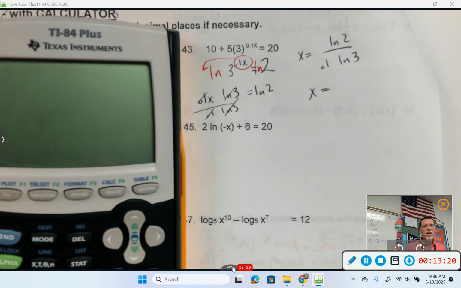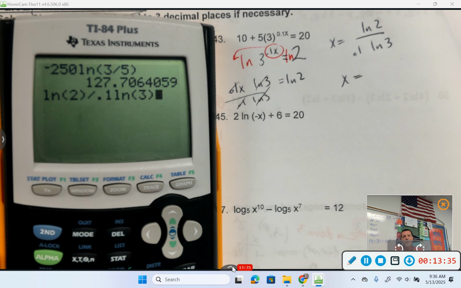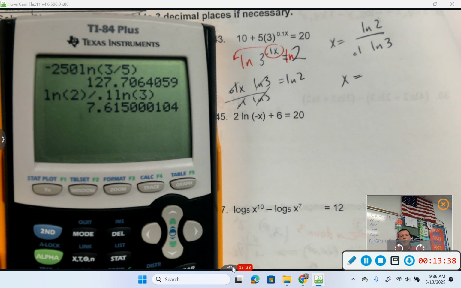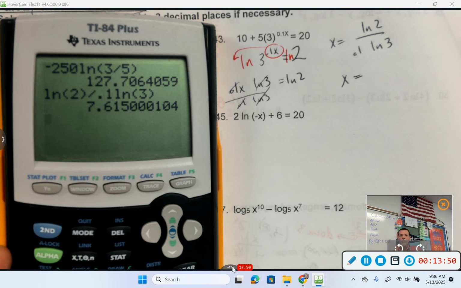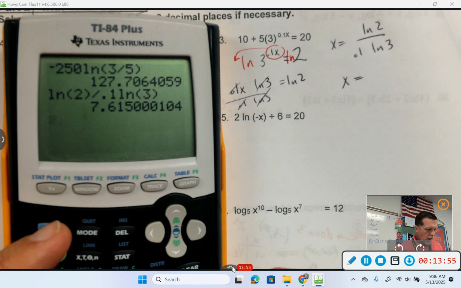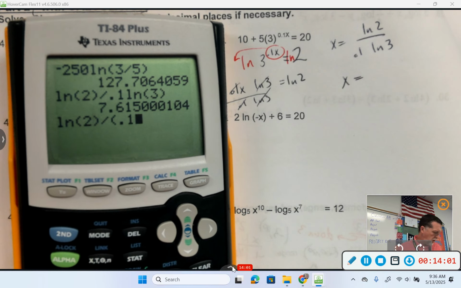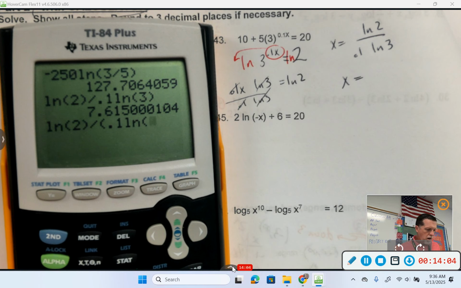Grab a calculator, make sure you can type this in the right way, because this is a good one to mess up. I'll intentionally mess it up because it's an easy one to mess up. Natural log 2 divided by 0.1 natural log 3. But that is not the right answer. Do you know why that's not right, or what I have to do to make it right? Parentheses. Your calculator knows order of operations, so it divides by 0.1 and then multiplies by natural log of 3, but you want it to divide by all of that, so 0.1 natural log of 3.